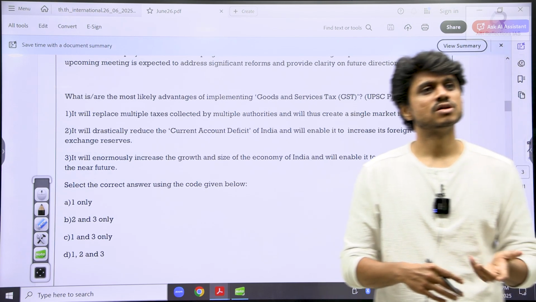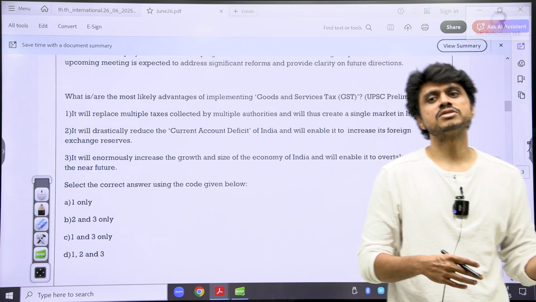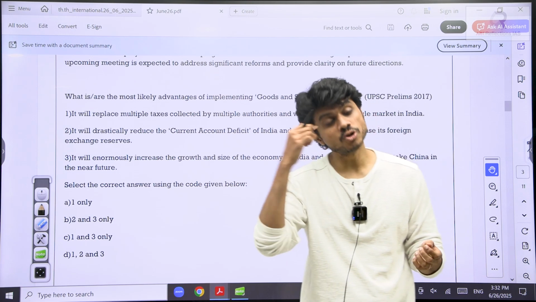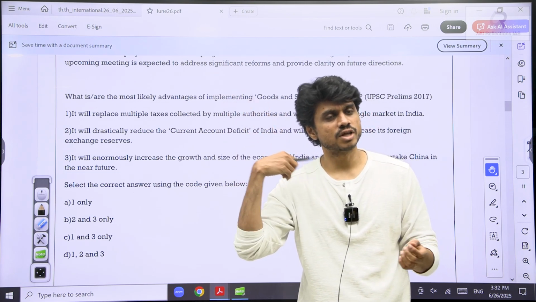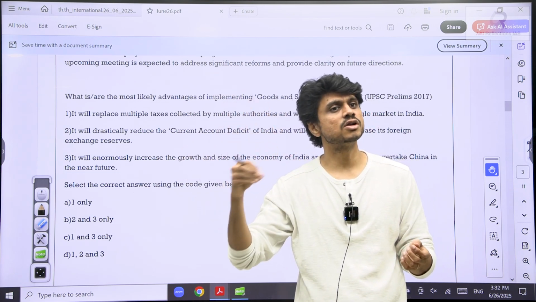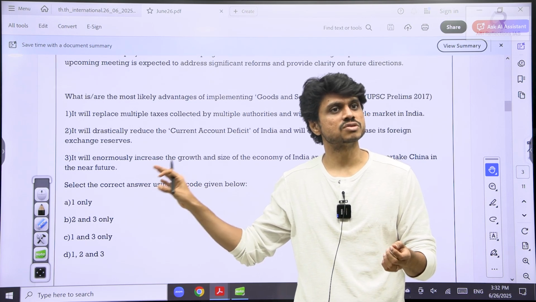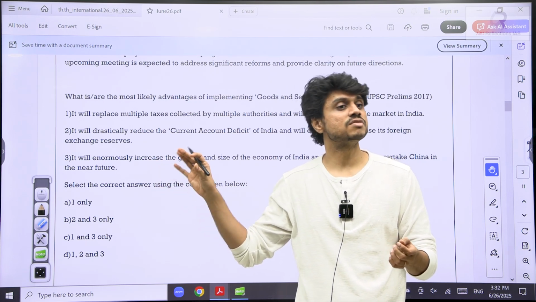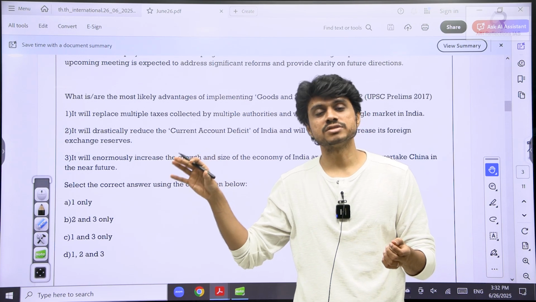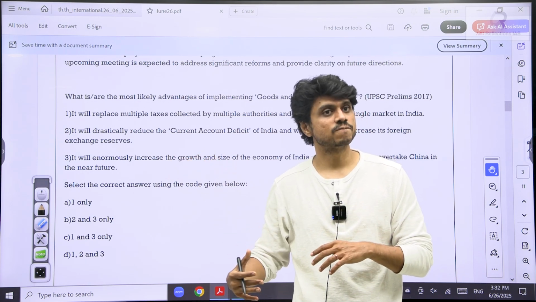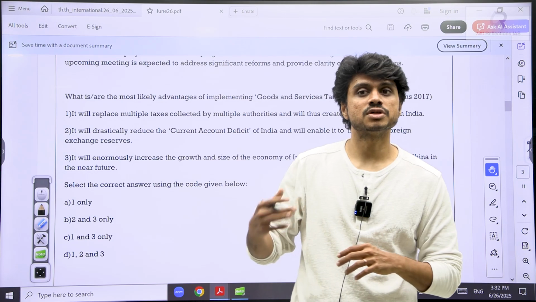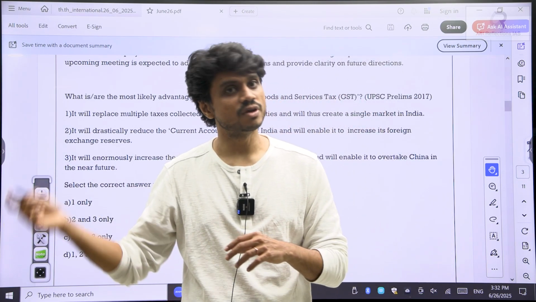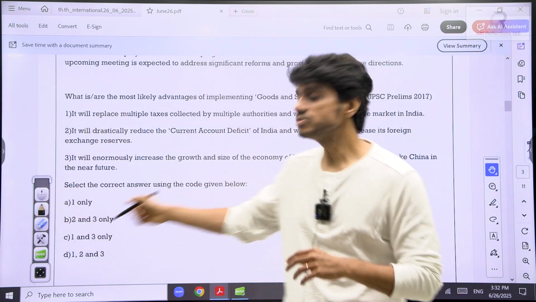Forex reserves means your kitty, the RBI's kitty. You are exporting to some other countries, you are getting the dollar and you are storing it in the forex reserves. Okay, the savings. That day we discussed the RBI's revenue sources and the RBI's liabilities. We have discussed it one day. So this is one such thing.